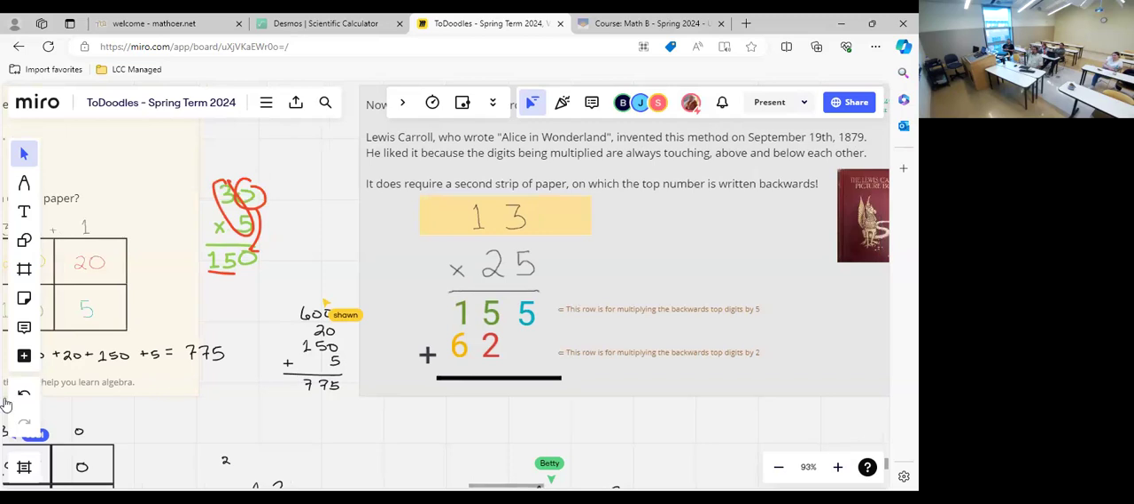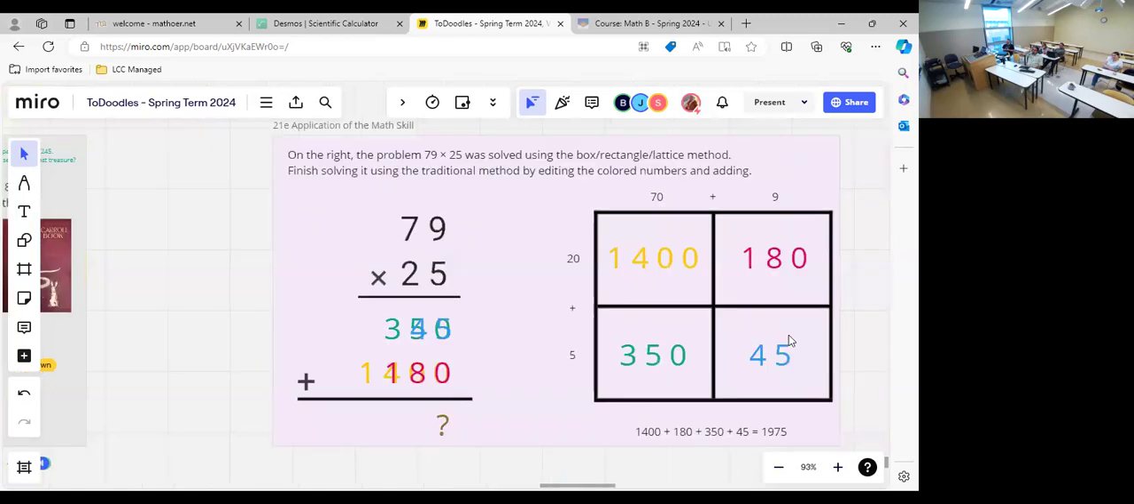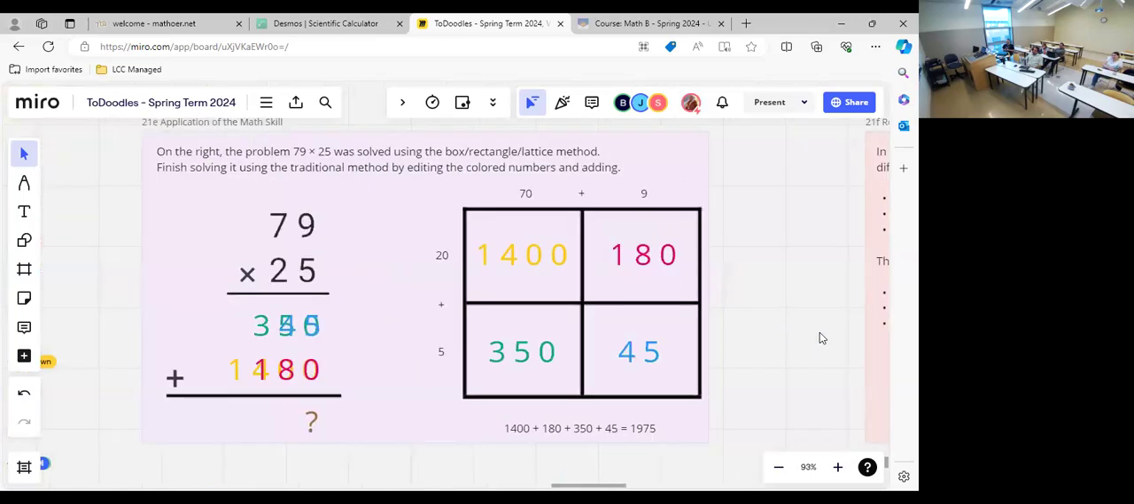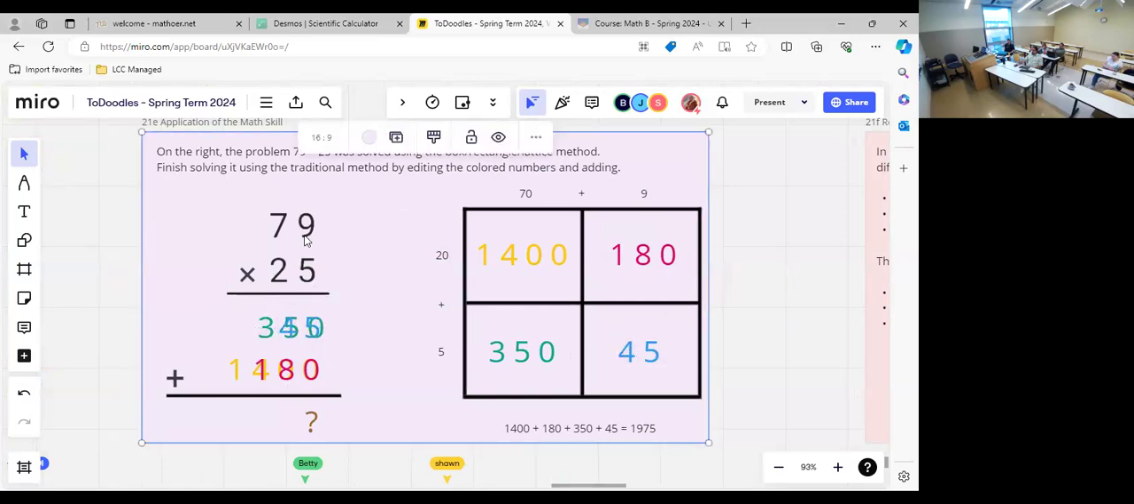Okay, on the right, we have 79 times 25, and all these numbers are going on top of each other. We have a 1400, but it's sort of overlapping the 180, and we have a 350. But it's kind of overlapping the 45. So let's fix that. So 9 times 5 is 45.